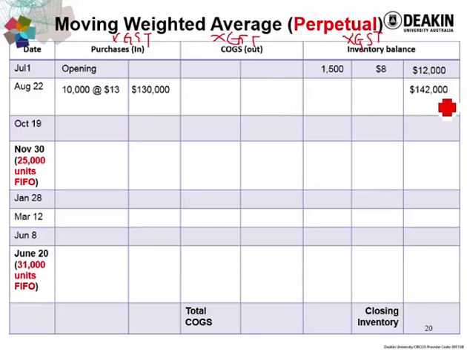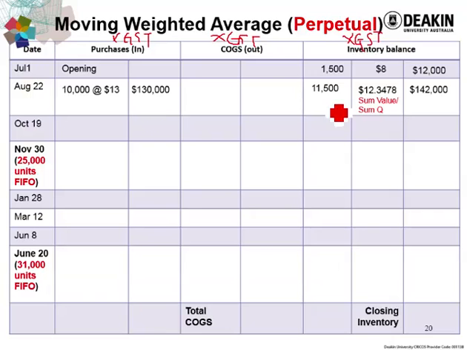So you get 142K. You divide by the total quantity of stocks on hand, which is 11,500. And how do you get 11,500? 1.5K plus 10K. So when you divide the two amounts, 142K divided by 11.5K, you get the updated unit cost. So the unit cost here is $12.3478.